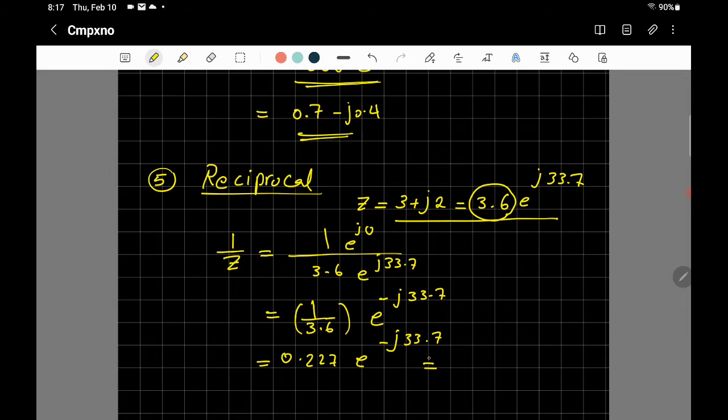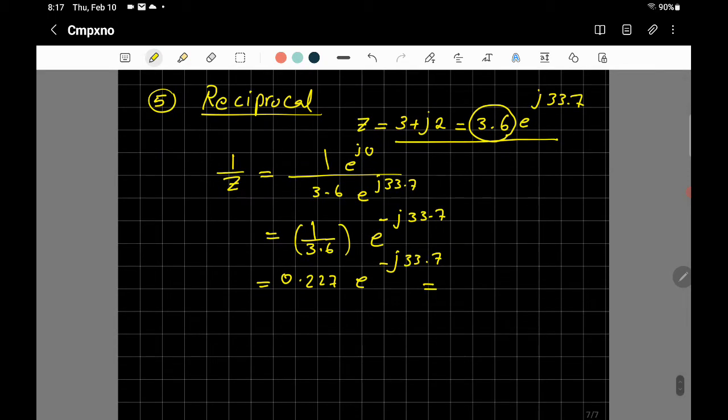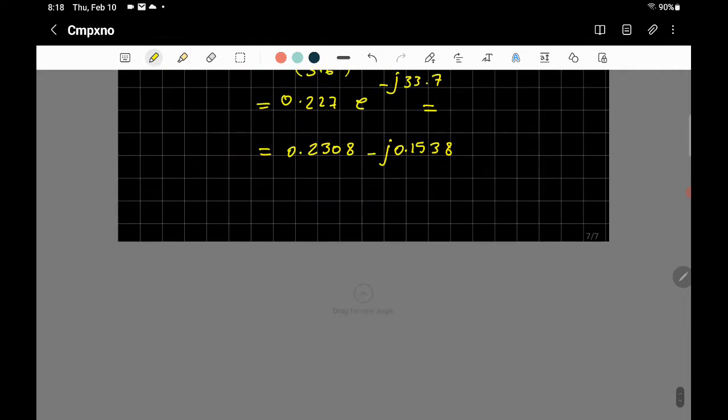You can convert it, of course, to Cartesian form or rectangular form. It will be equal to 0.2308 minus j0.1538. Let's move to operation number 6.